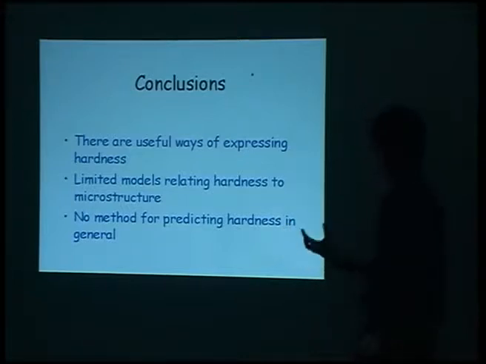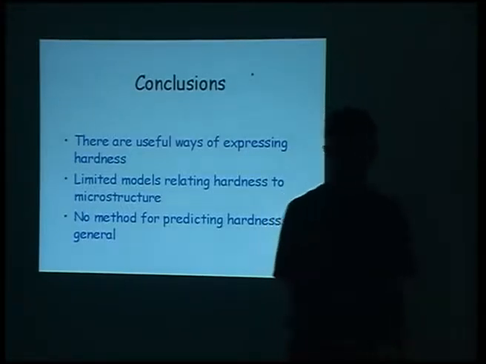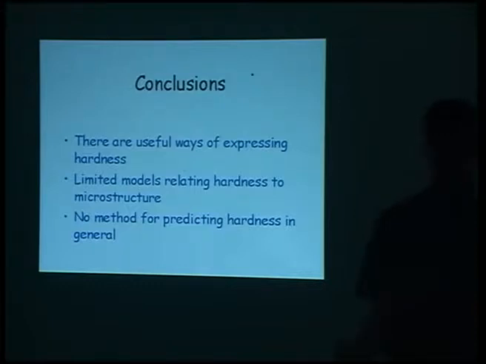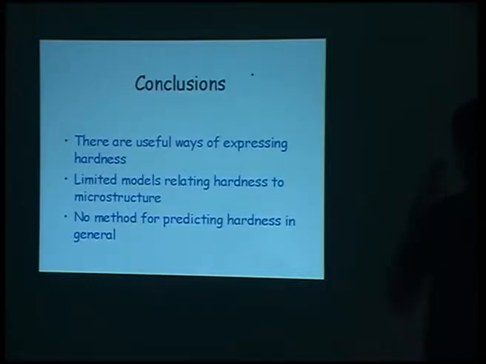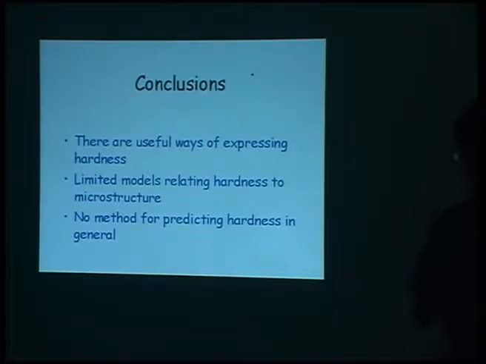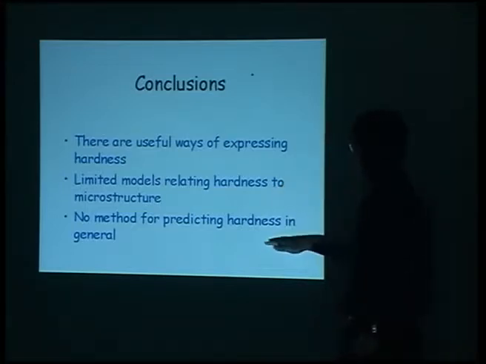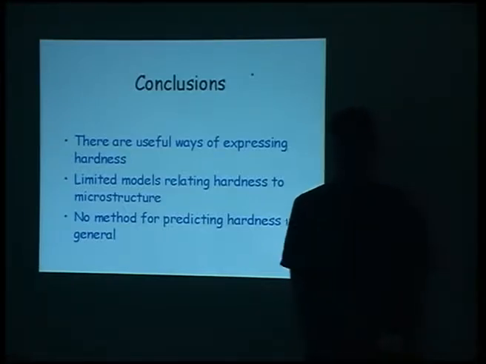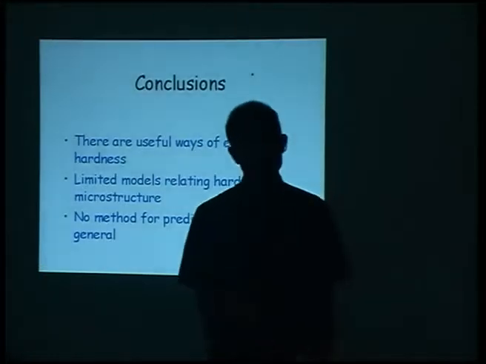So an experienced metallurgist will be able to tell you just by looking at the microstructure that this is hard and this is soft. So his brain is able to perceive the entire relationship and tell you that it's hard and soft. And we ought to be able to capture that information quantitatively in a computer. All the experience that people have, we ought to be able to capture that. And in this day and age, we don't have a method for predicting hardness in general. So that's a sorry state of affairs, really.